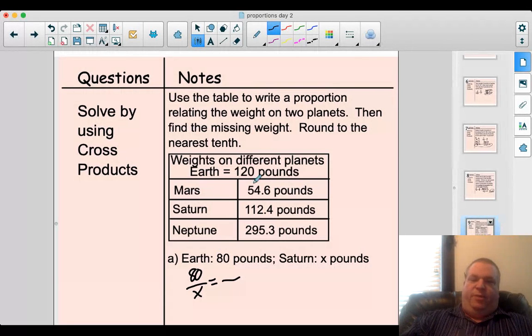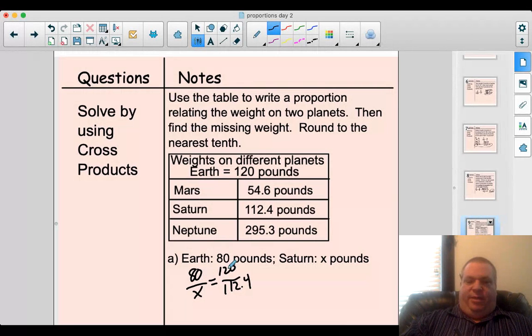So the Earth weight here is 120 pounds. The Saturn weight is 112.4. All right, now before I even start this, if I use my proportional reasoning, the top here is just a little bit bigger than the bottom, so I should expect the same here. So I should expect an answer that's just a little less than 80. If I get something that's way smaller than 80, or something that's above 80, I know I made a mistake, right? So for these to be proportional, if the top is a little bigger than the bottom here, that needs to be the same here.